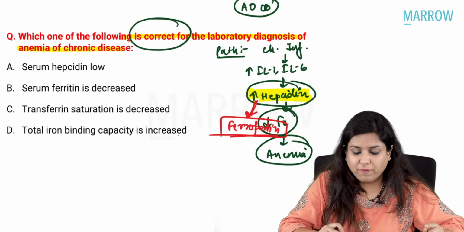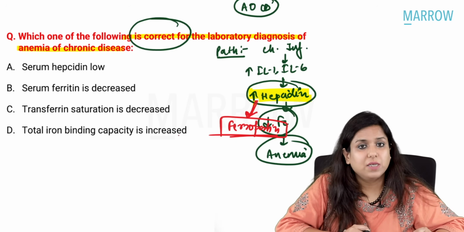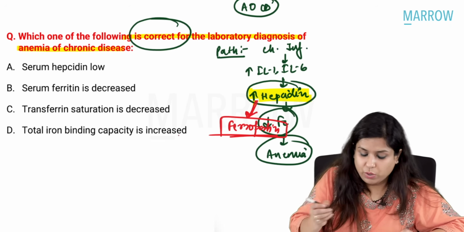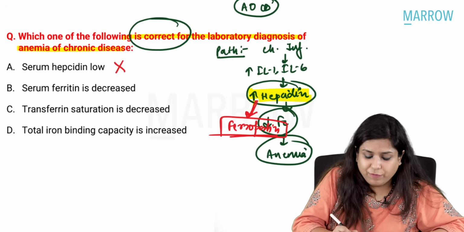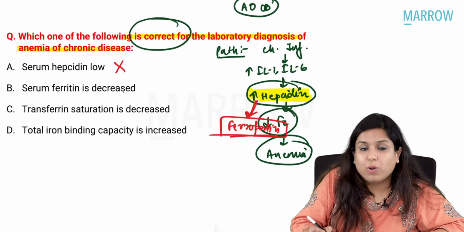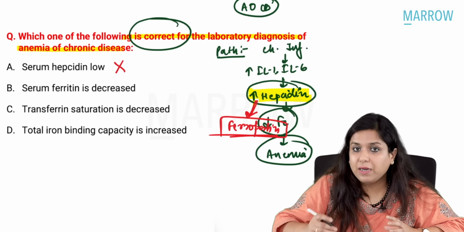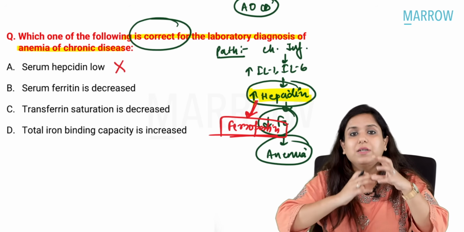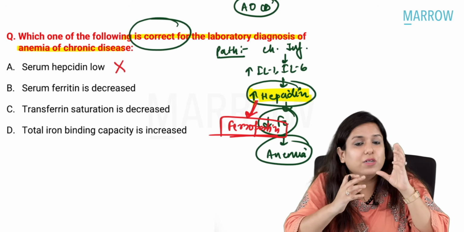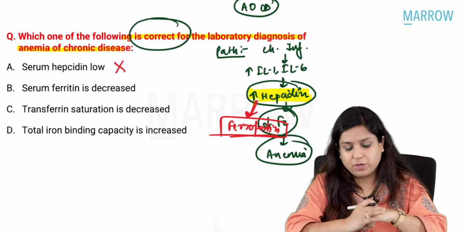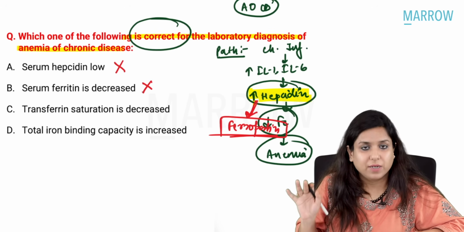Now, you have the question, what is correct for the lab diagnosis? One option is serum hepcidin low. Is serum hepcidin low? No. So, this is an incorrect statement. Next is serum ferritin is decreased. No. Because hepcidin is acting on ferroportin and iron cannot be released, iron stores will keep on building up. That is why serum ferritin is either normal or increased in case of anemia of chronic disease. So, serum ferritin is not decreased, it is normal or increased, right?